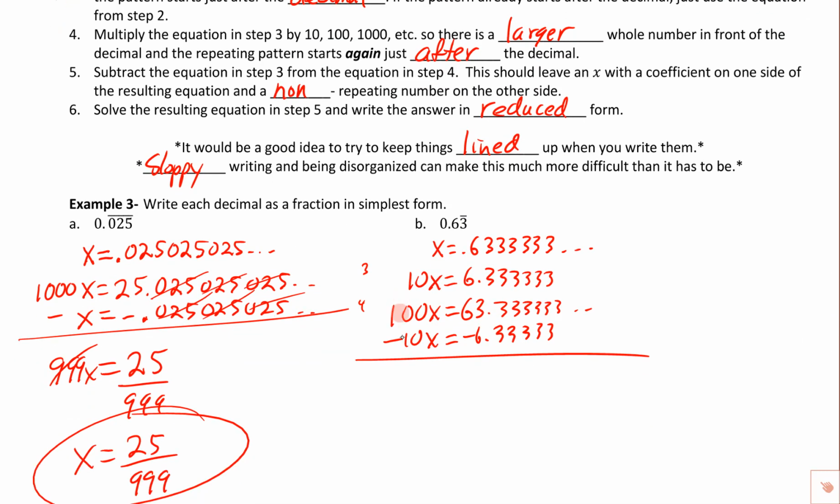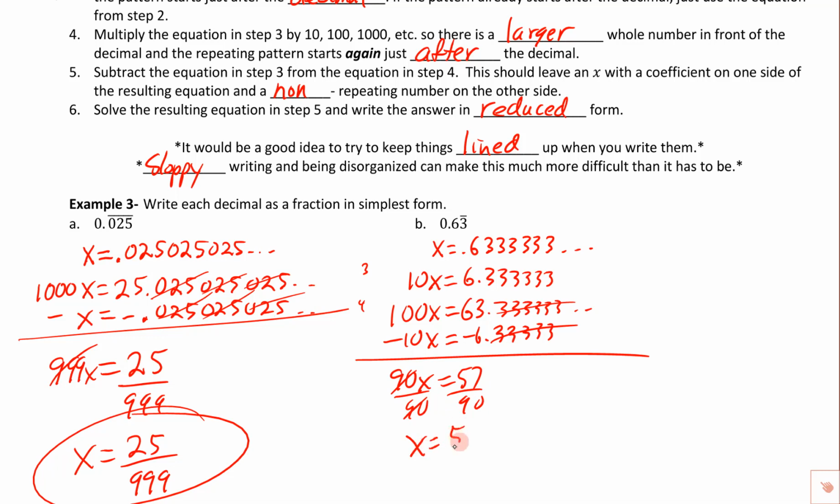So what we end up with here is 90x, and then over on this side, the 3's go away, and then we've got 63 minus 6. Well, that ends up being 57. Now, we never would have guessed that a 57 comes up here, but let's go ahead and finish this off and let's check and make sure that this actually works.